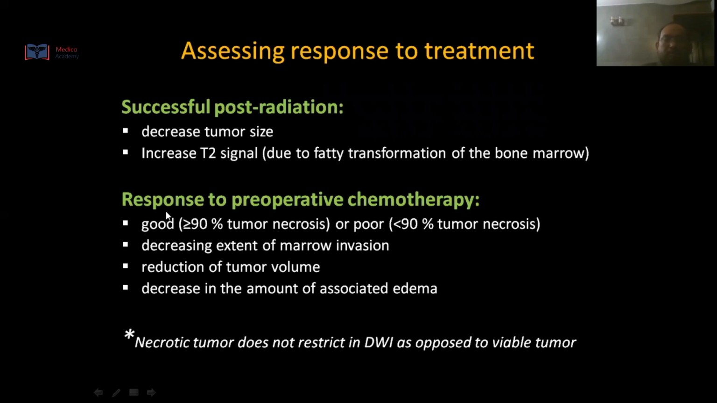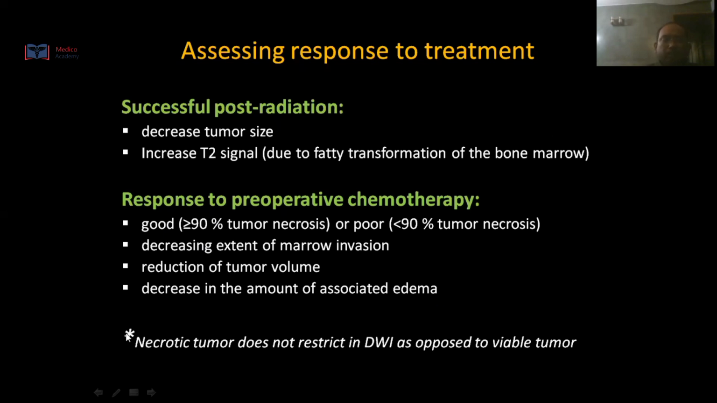In case of response to the preoperative chemotherapy, it is good when there is more than 90% tumor necrosis, and it is poor when it is less than 90% tumor necrosis. This is eyeballing, we can say that the percentage. When there is a decreasing extent of the marrow invasion, reduction of the tumor volume as compared to the previous preoperative or the pre-treatment scan, and there is decrease in the amount of associated edema.